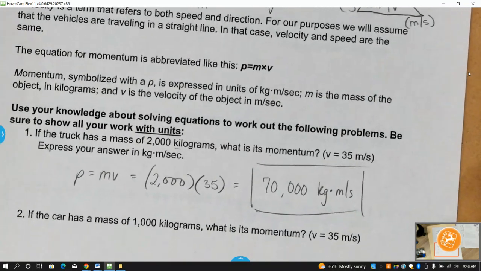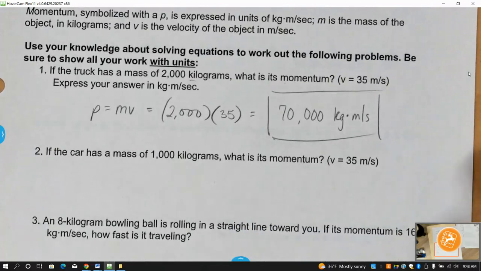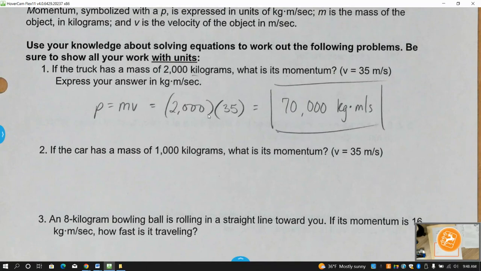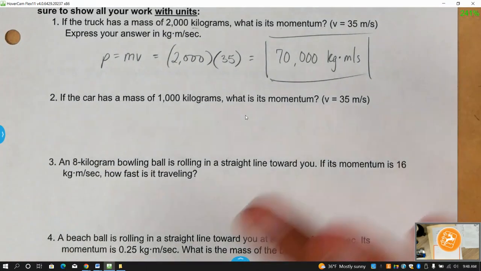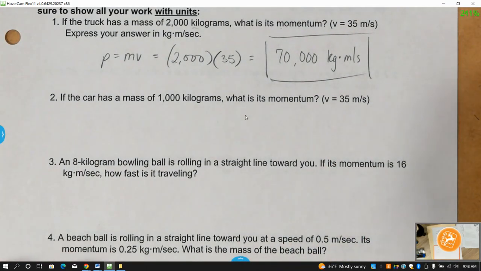The next one is the same thing. It's just the mass is cut in half. So if I decrease the mass by a factor of 2, the momentum should be decreased by a factor of 2. The answer is going to be 35,000. You can show the work for that. But I do want to run through a couple different types of problems.